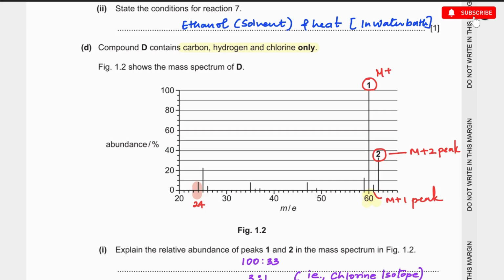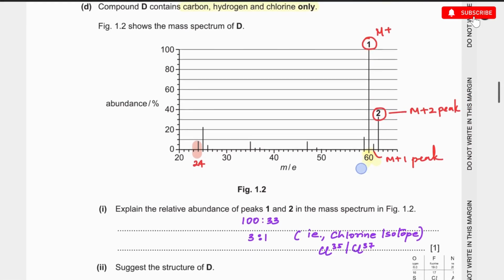Next question, compound D contains carbon, hydrogen and chlorine only. Okay, so they have given us CHCl, the whole compound D. So first we'll see from the mass spectrum what exactly they have given us and what we can find out from here. First thing, as you can see, we have the percentage abundance at 100%, which is peak 1, and peak 2 they have given us this. So we can name it the molecular ion peak M+. Next to it is going to be M+1, and the next one is M+2.